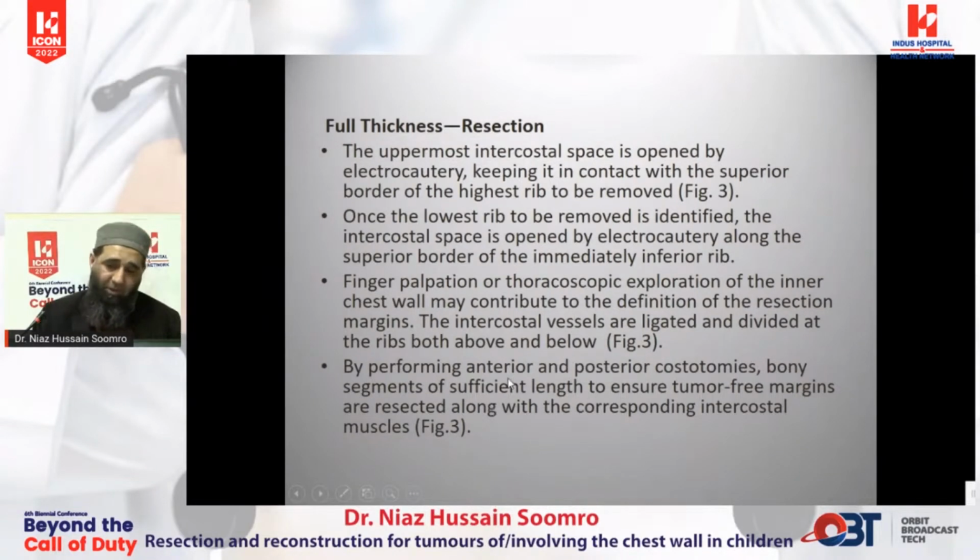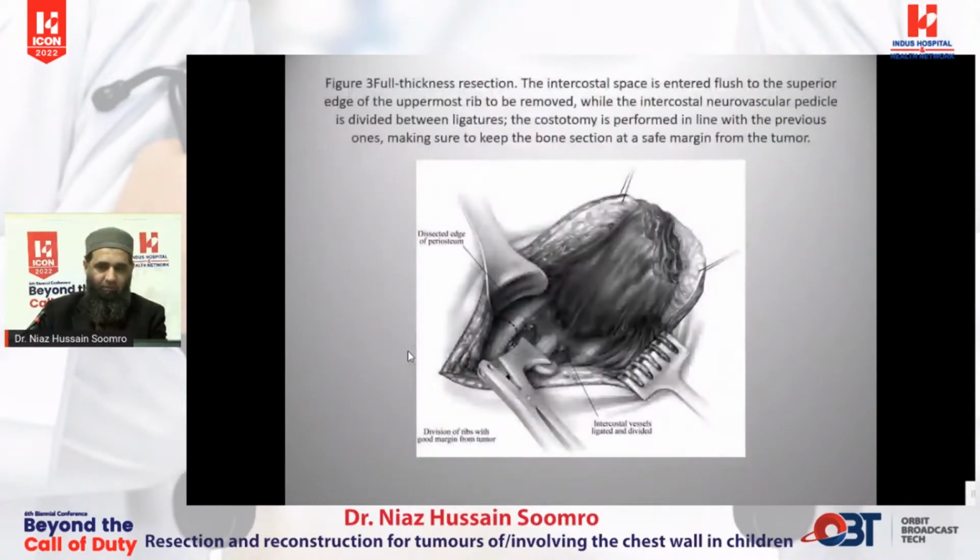The important point here is that in bones, when we remove ribs, a frozen section is not possible immediately, so that's why we should be careful. We at least take 4 centimeter margins in case of sarcomas. This is the picture showing the full thickness resection.